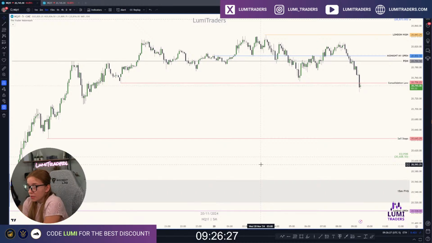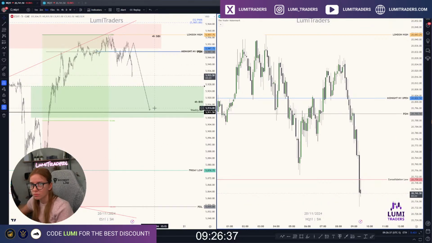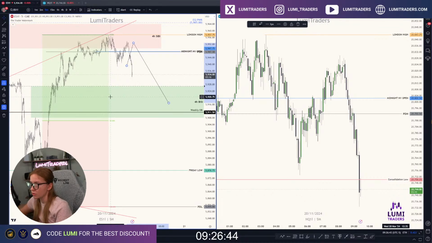Looking for a long, maybe. Let's see how fast this move is going to be, potentially lower to this 4-hour fair value gap. 4-hour fair value gap on ES. On ES, this one. Maybe not that low. I don't know. We'll react once we enter this fair value gap. I don't know yet.